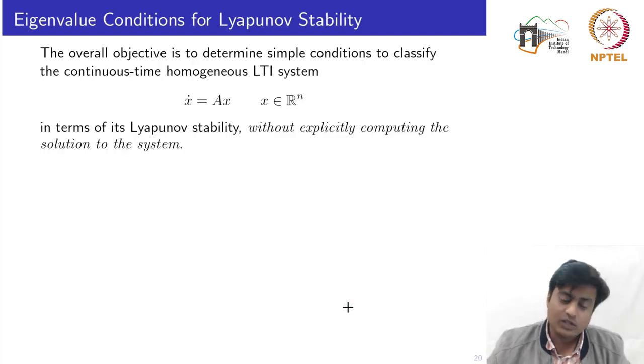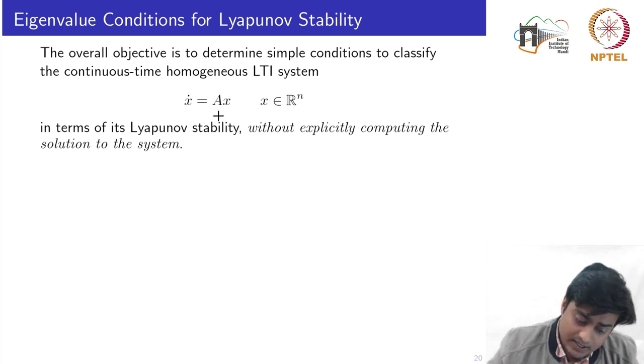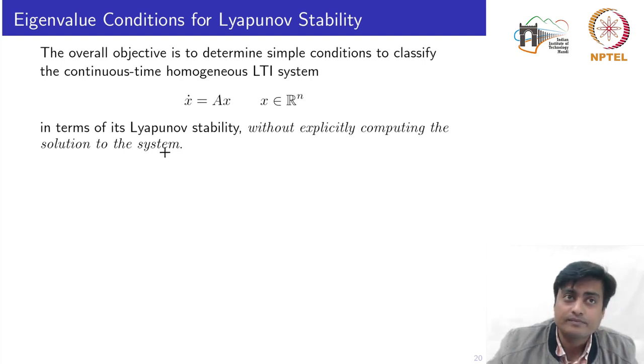So let's see the eigenvalue conditions for the Lyapunov stability. This is in fact the first test of determining the stability, where you do not need to compute the solution of the system. It is said already that we are starting with the linear time invariant system, where the A matrix is no longer time dependent. So we want to determine the stability without explicitly computing the solution of the system.